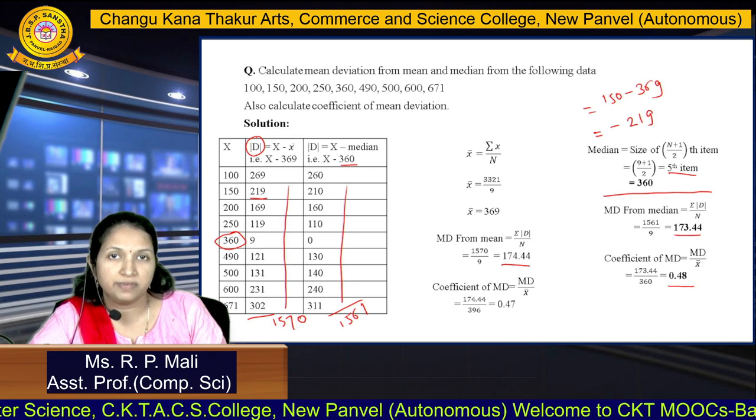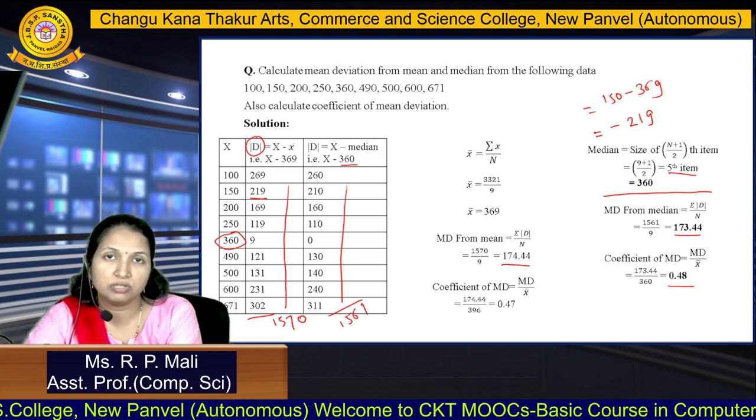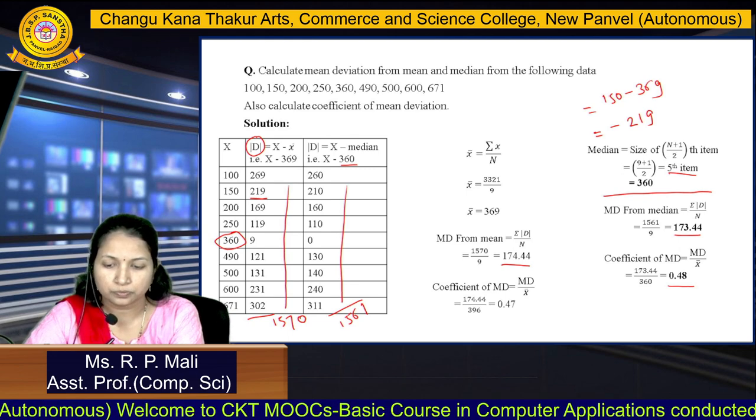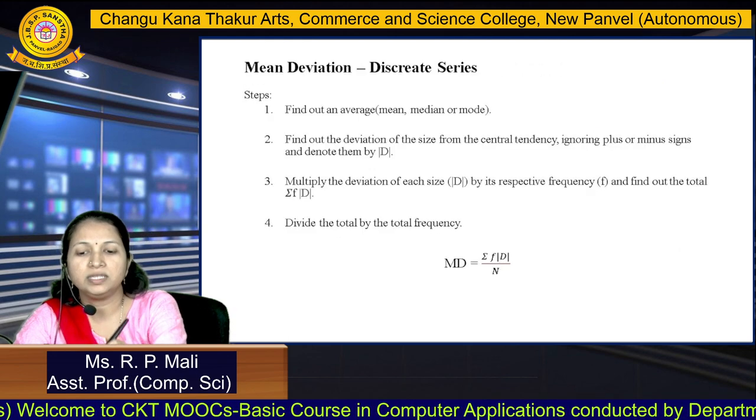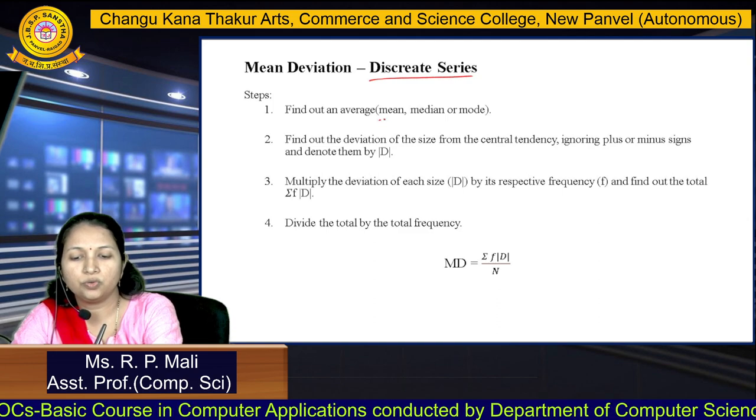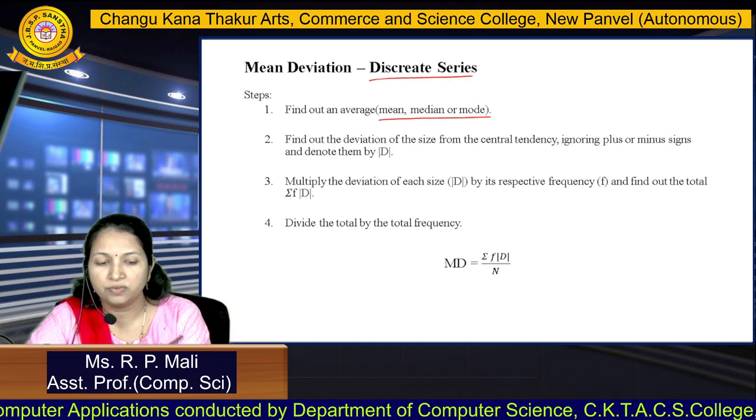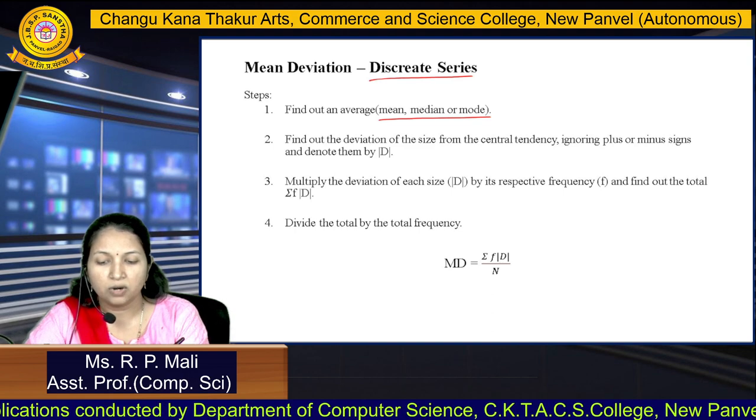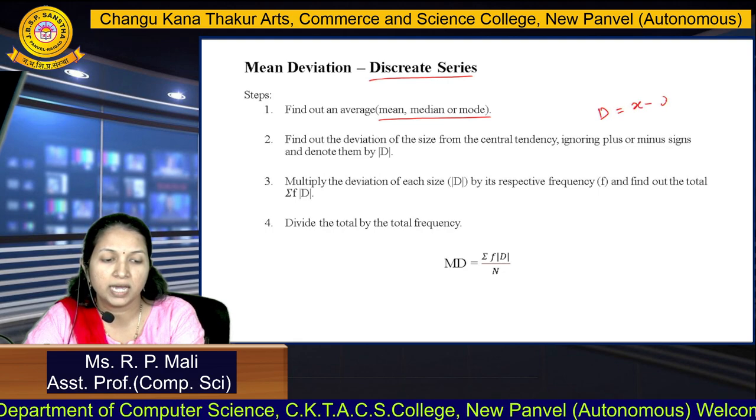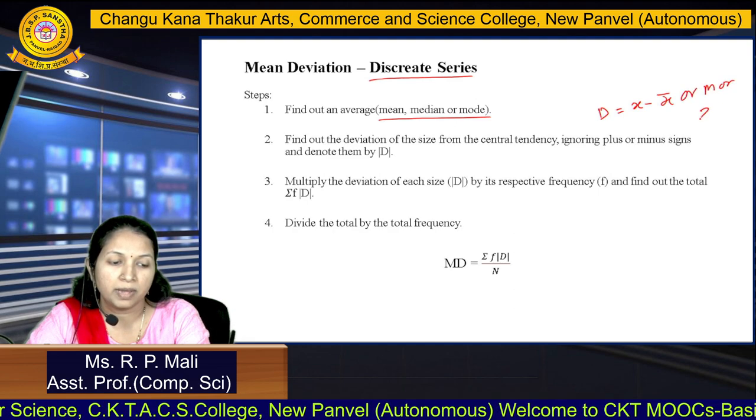And the coefficient of mean deviation is 0.48. There is a minor difference between both the values, but it is acceptable. You can find the deviation using mean as well as using median, or you can find the deviation using mode also. After that we are going to see the mean deviation for the discrete series. Again in the same way we find either mean or median or mode. After that you find the deviation. Deviation is x minus x bar, or you can subtract the median, or you can subtract the mode.